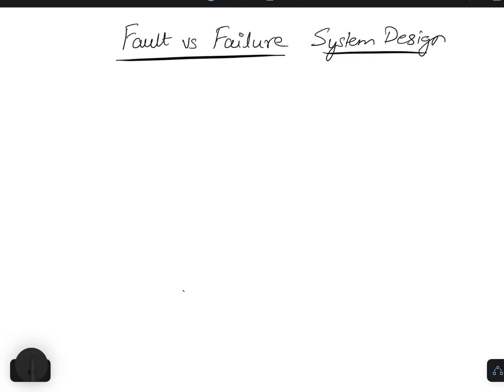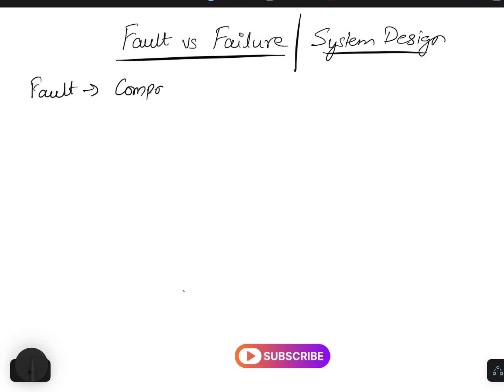So today we'll be seeing the difference between fault and failure from a system design perspective. As the term suggests, a fault is nothing but a state when a particular component in a system goes out of its spec. This is the technical definition of a fault.